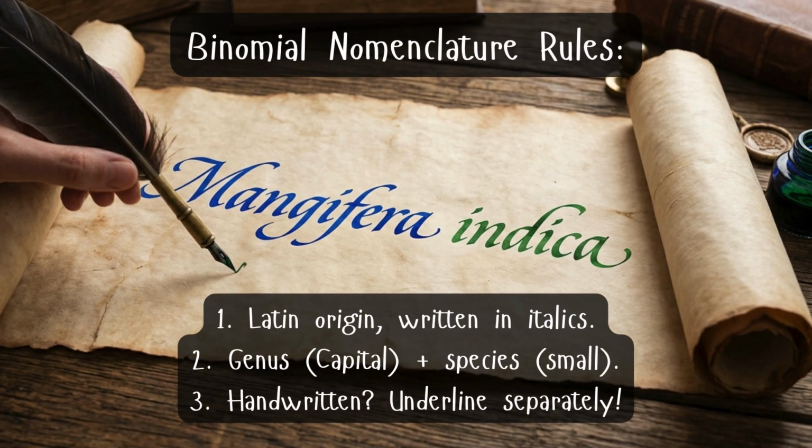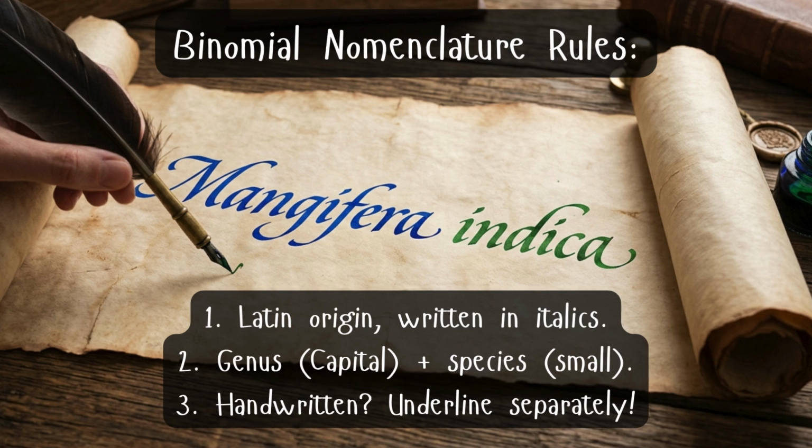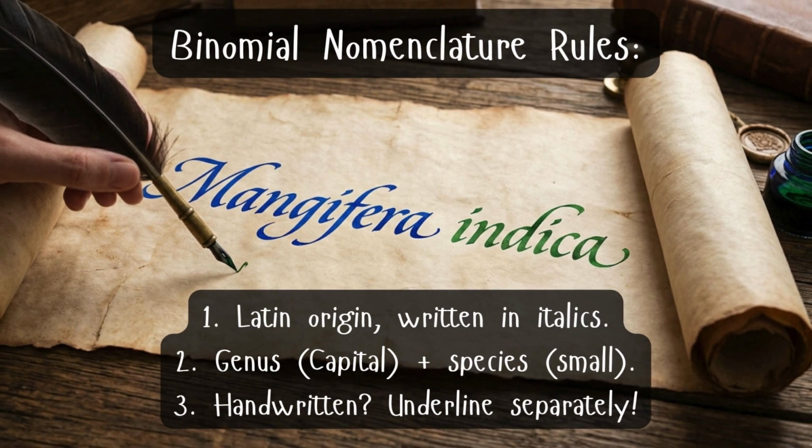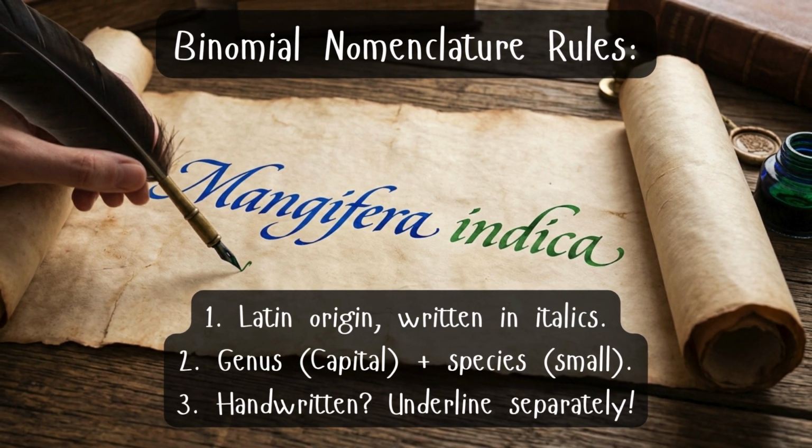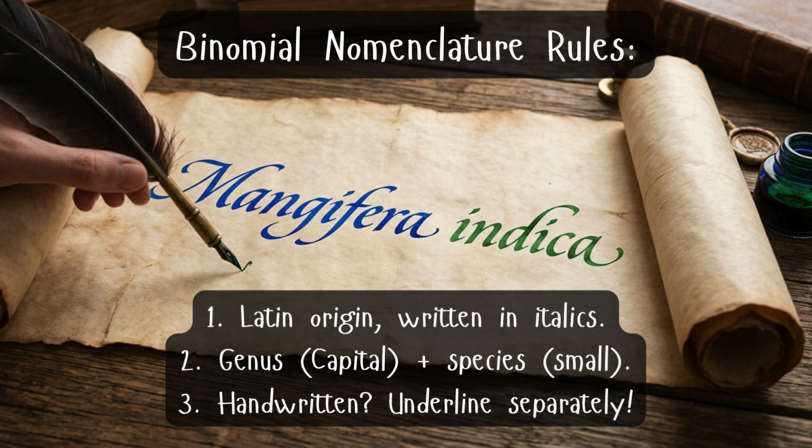Let's lock in binomial nomenclature. NTA tests these rules constantly. The names are Latin in origin, but written in italics to show their origin. The genus starts with a capital letter, species with a small letter. And the ultimate trap? If handwritten, both words must be underlined separately, not together.